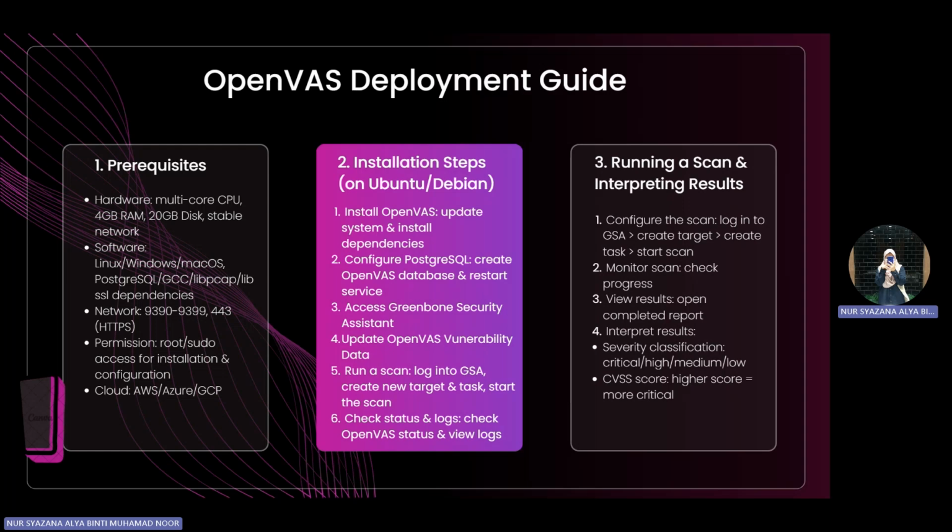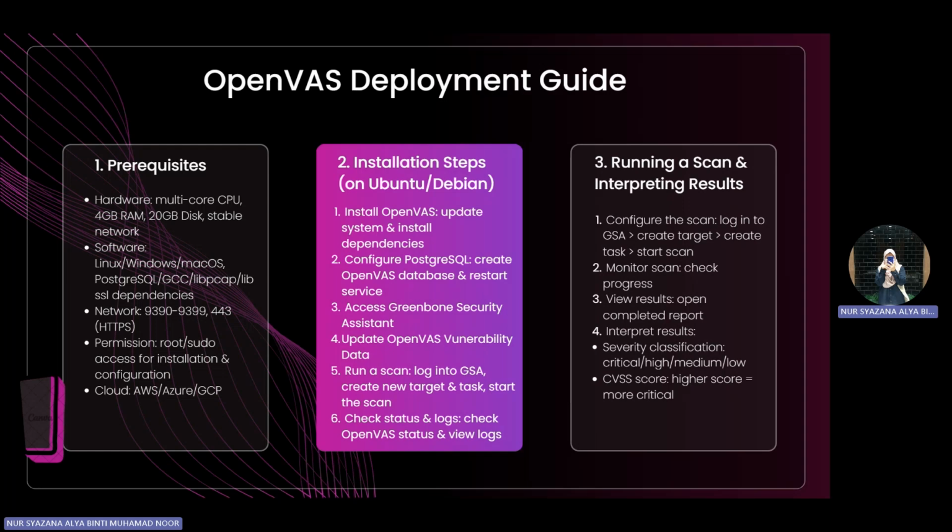And for the network, it's 93.19.93.99.443. And for the permission, you need to use root or sudo access for installation and configuration. And for the cloud, you can choose AWS or Azure or GCP.